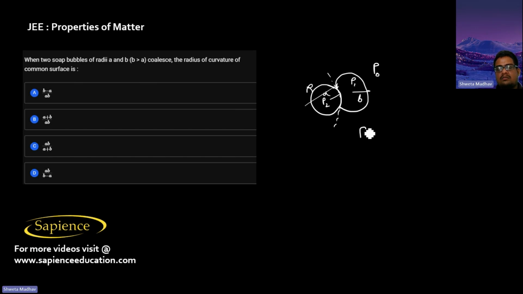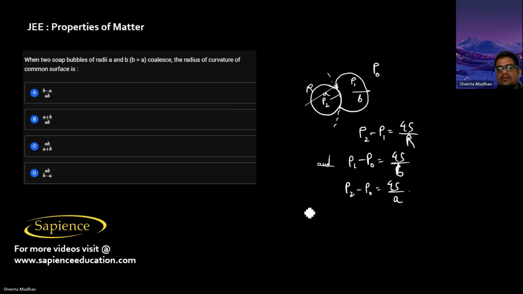Now we can say that P2 minus P1 is equal to 4s by R, and P1 minus P0 is equal to 4s by B, where S is the surface tension of this soap, and P2 minus P0 is also equal to 4s by A. Now, if we subtract these two, then we'll get P2 minus P0 minus P1 plus P0, that is equal to 4s by A minus 4s by B. And that is obviously equal to 4s by R.